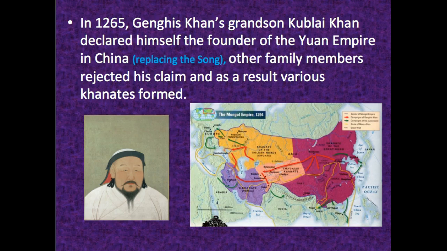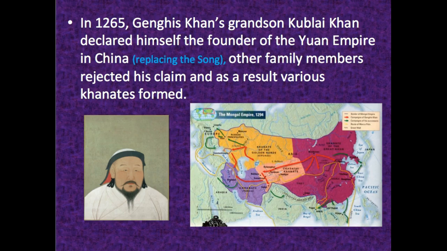In 1265, Genghis Khan's grandson Kublai Khan declares himself the founder of the Yuan Empire in China. They replace the Song, and they actually move into northern China first. The Song China exists in both North and South China, and they continue to exist in southern China. That's where you have kind of the purification of the Chinese.